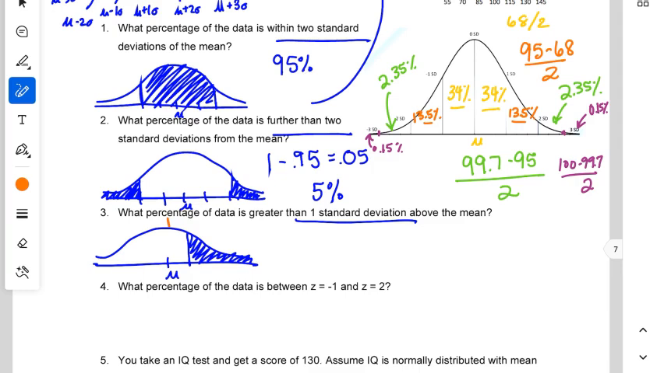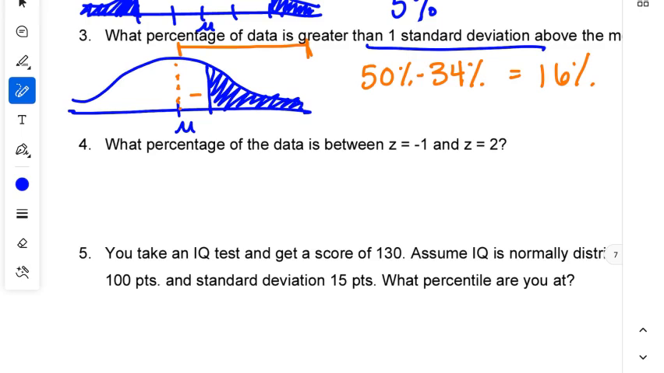Okay, so there's more than one way to do it. But what I would think about is what is from the mean to the end of the tail? That would be at 50%. And what is just this part? That's at 34%. So we could subtract those and we get 16%. So 16% of the data is in the 1 standard deviation above the mean. Okay, let's look at the next one.